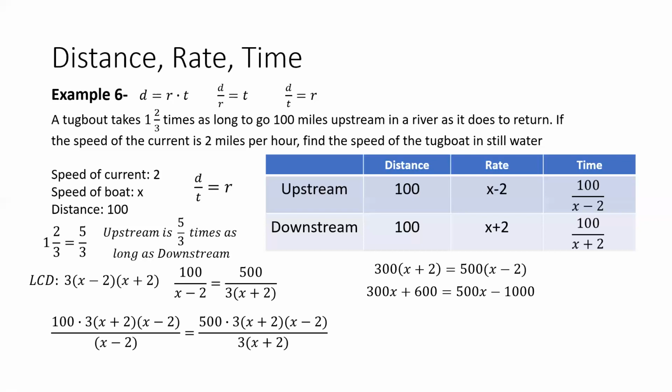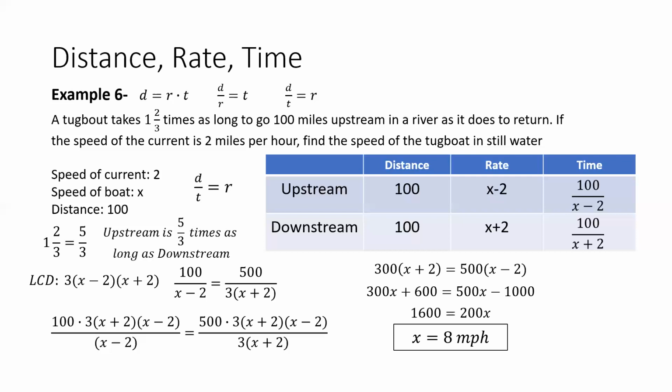If I distribute out, I get 300 times x plus 600 and 500x minus 1000. And now I can add 1000 to both sides, and then I get 1600 on the left side. I subtract 300x from both sides. I get 200x on the right side. I divide both sides by 200. I get x is equal to 8 miles per hour.